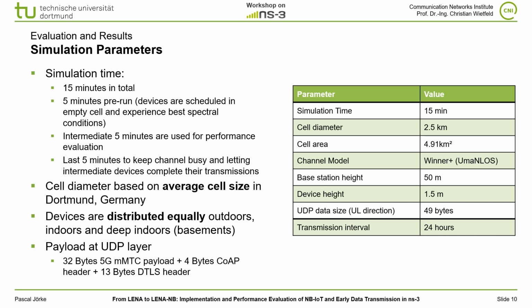As a channel model, WinR Plus is used with additional indoor and deep indoor attenuations. Outer, indoor, and deep indoor devices are distributed equally over the cell area. As a payload at the UDP layer, a 32-byte 5G mMTC application payload is used, along with a 4-byte CoAP header and a 13-byte DTLS header.